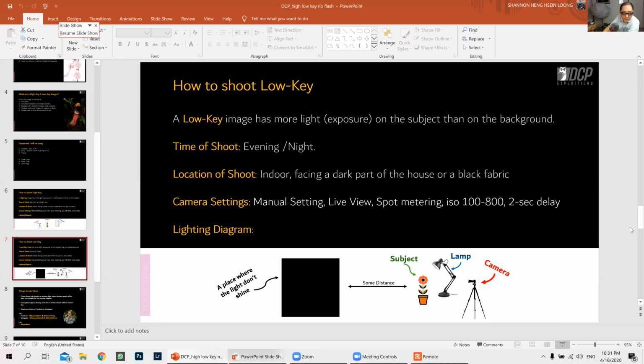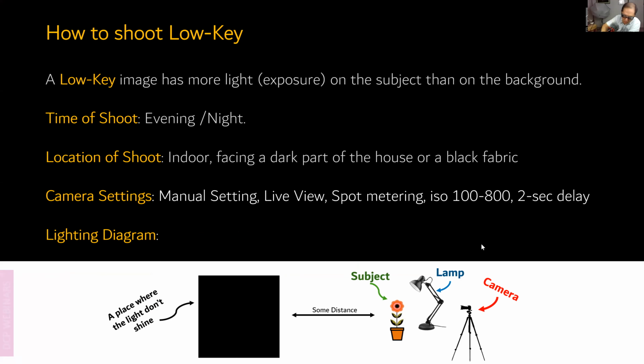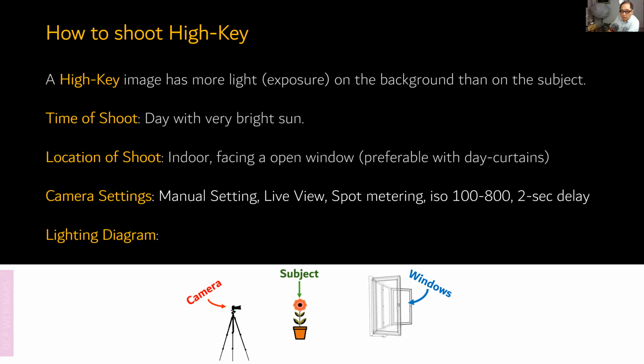So I'll recap again. A high key image has more light or exposure onto the background than onto the subject. So we have to make sure that there's more light onto the background than onto the subject. Time of shoot, a bright sunny day. Location, subject must be indoor, facing an open window, preferably one with a day curtain.